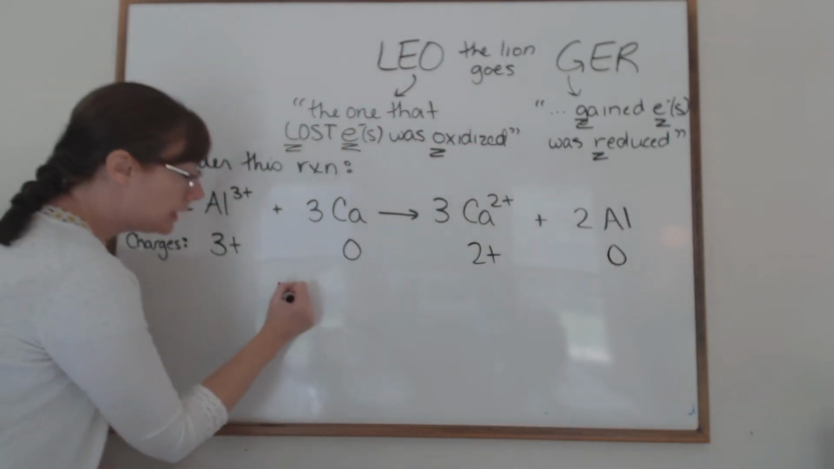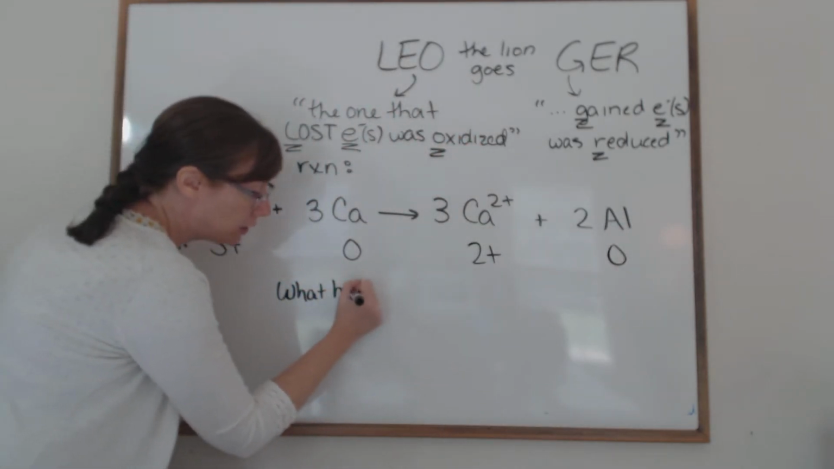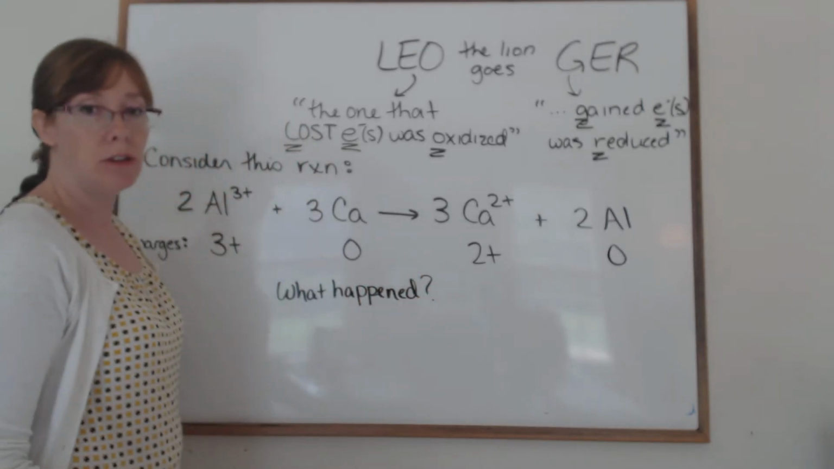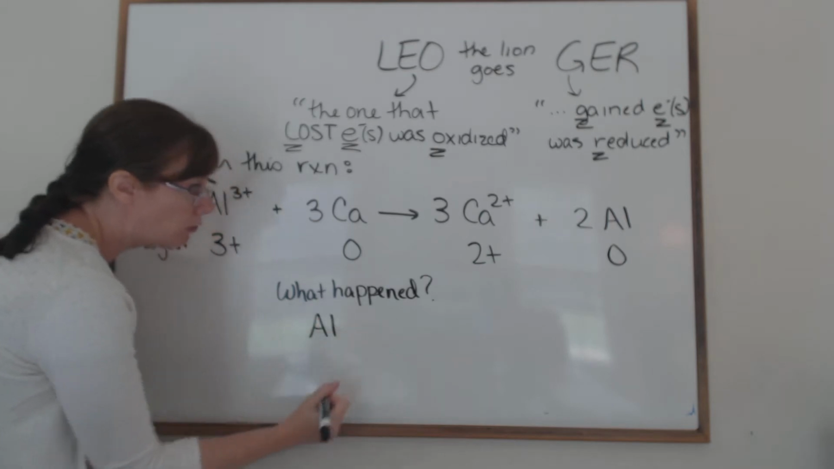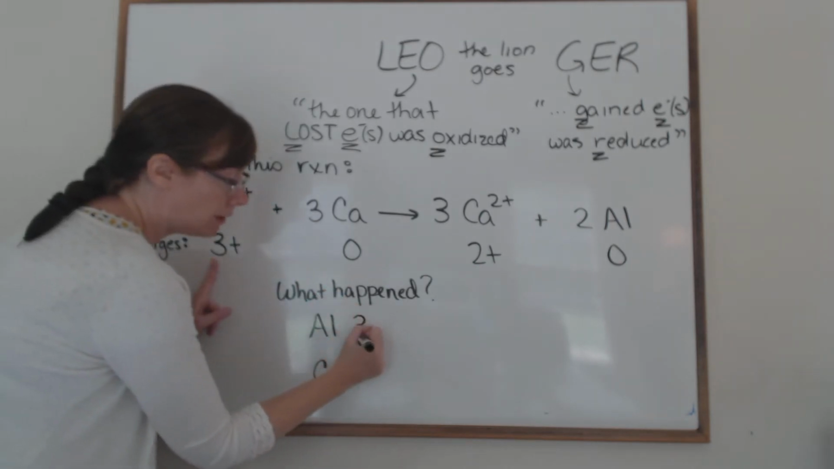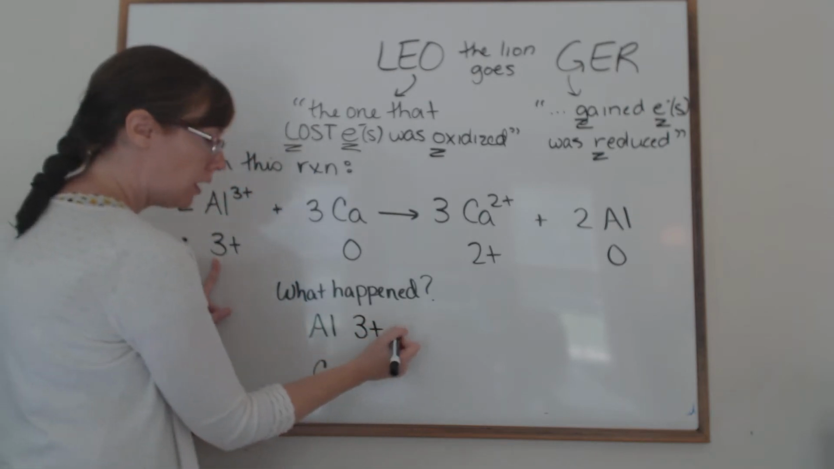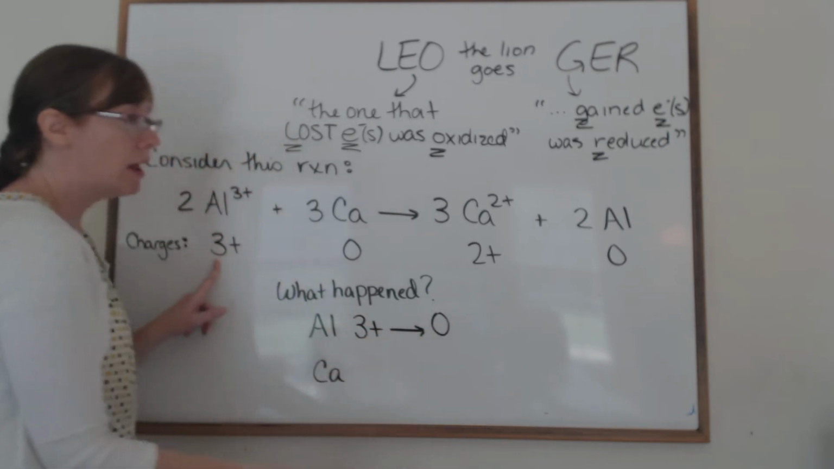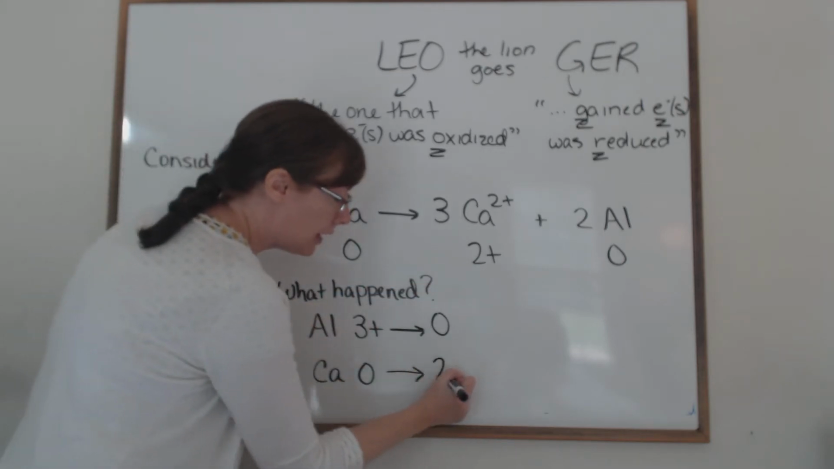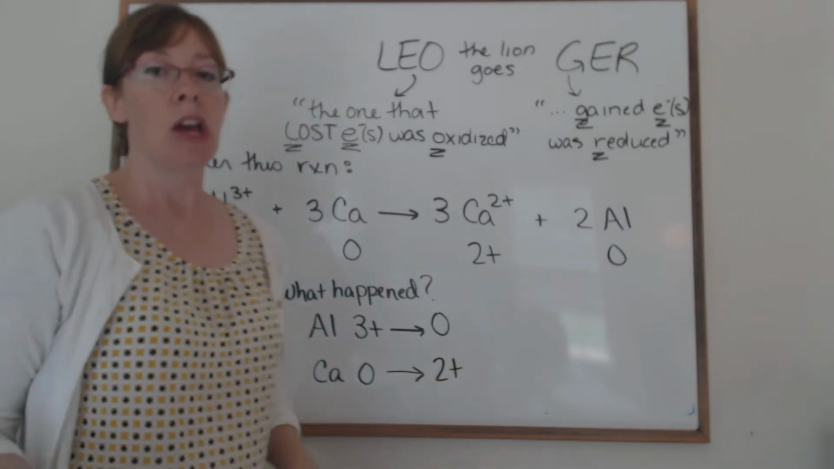So when we go to see what happened, which is really what you want to do. Now, you don't have to write the words what happened, but for now, maybe in your notes you should. What happened to aluminum and what happened to calcium? Aluminum went from being 3 plus to 0, and calcium went from being 0 to 2 plus. Now, first thing I want to say is this.